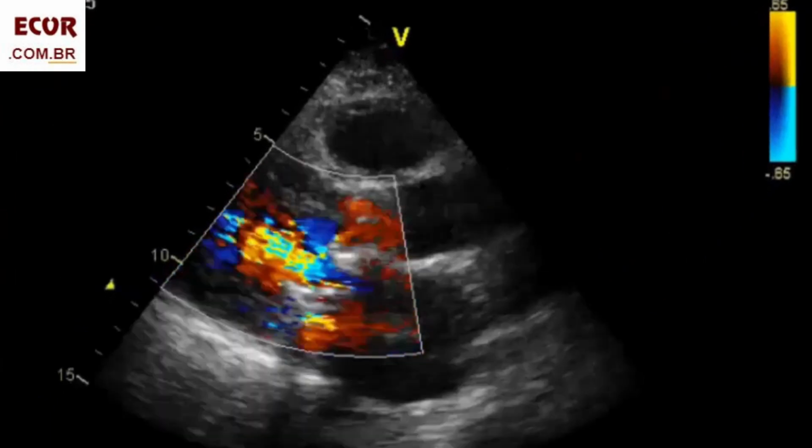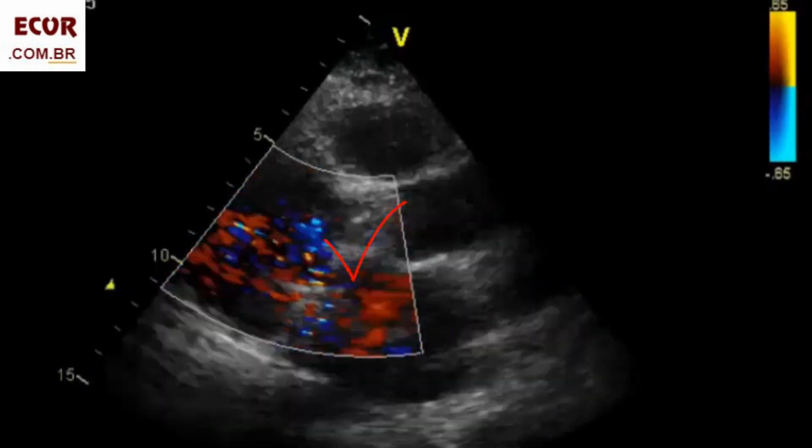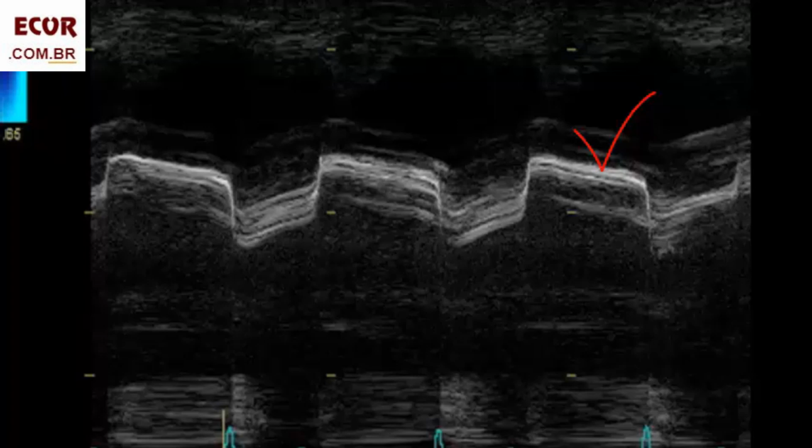Prosthetic turbulent jet. It does not cover the whole sewing diameter of the prosthesis. M mode forming dense echoes lines with fine borders, typical of calcium.